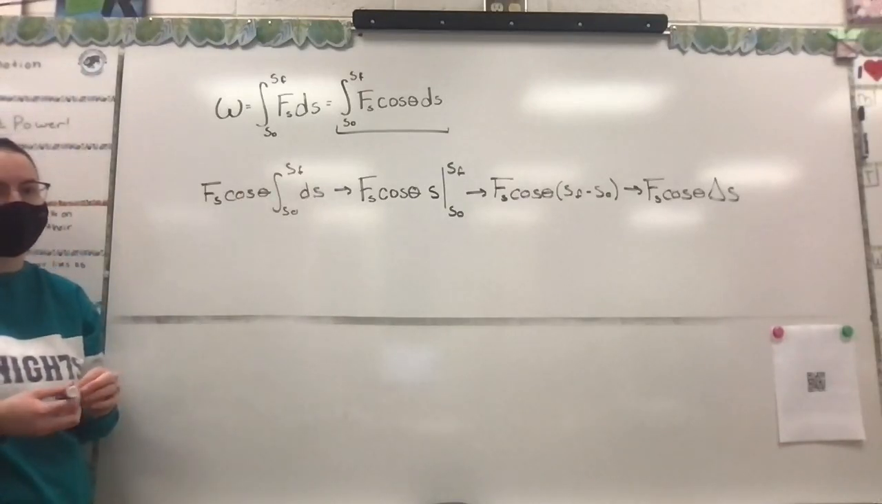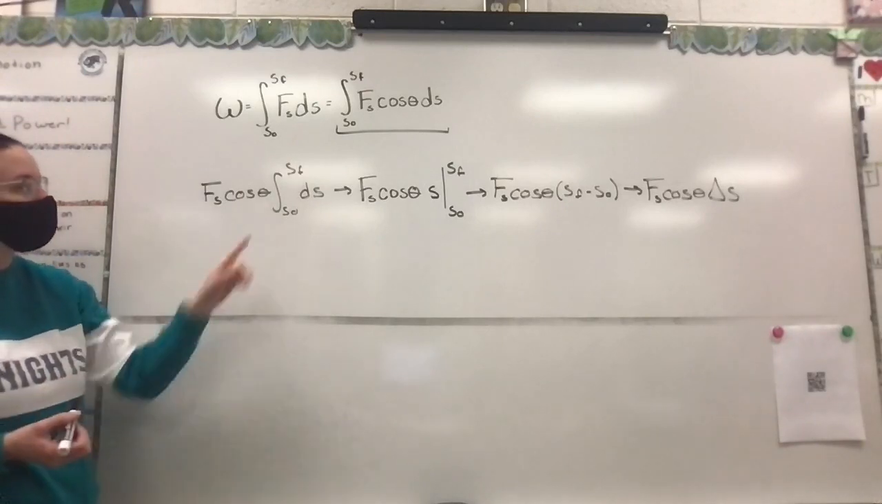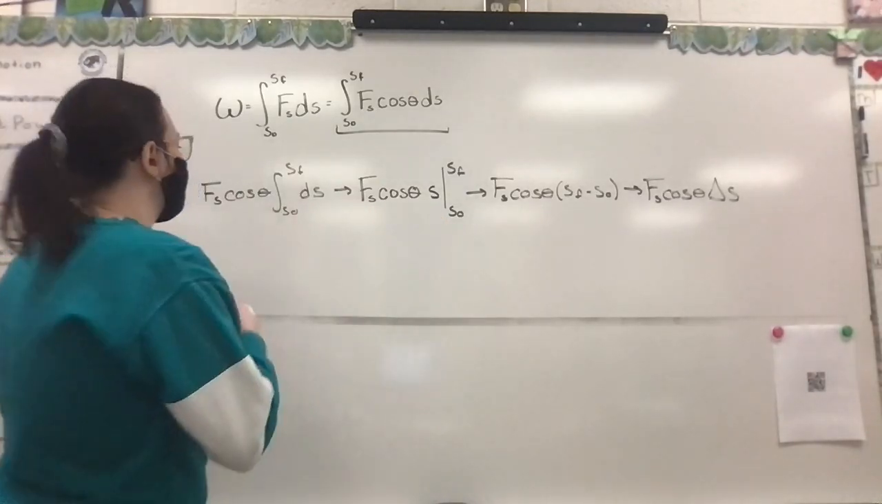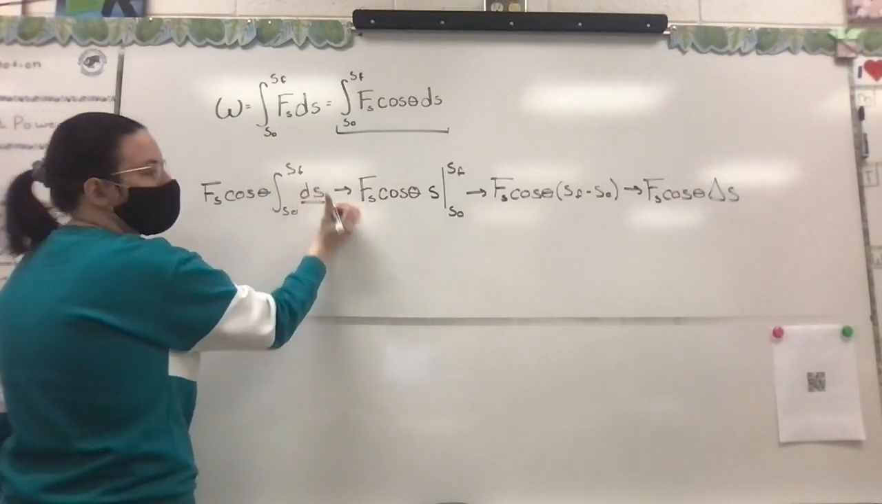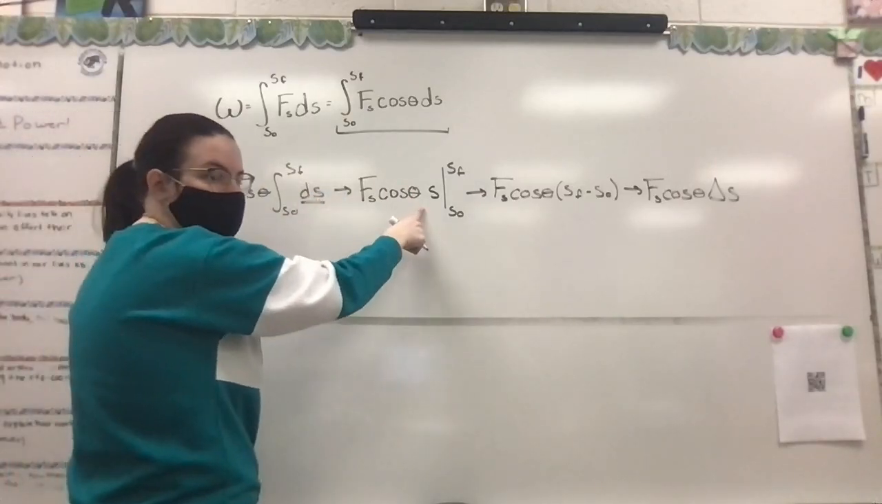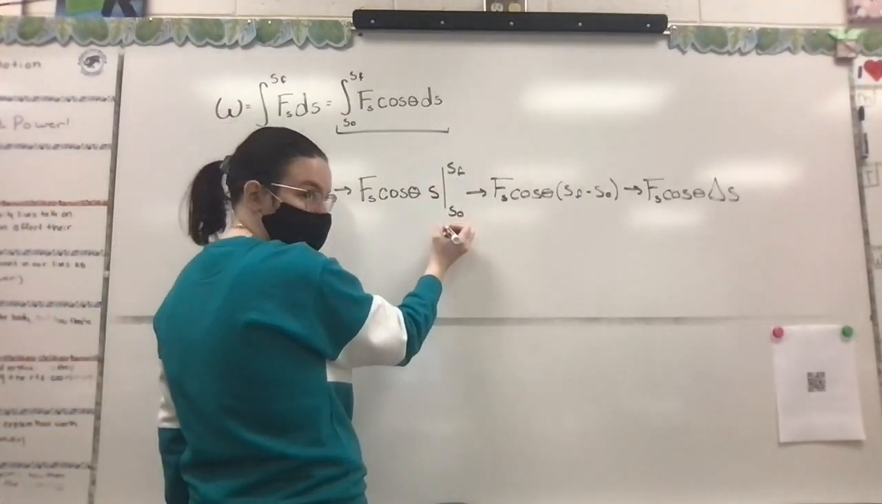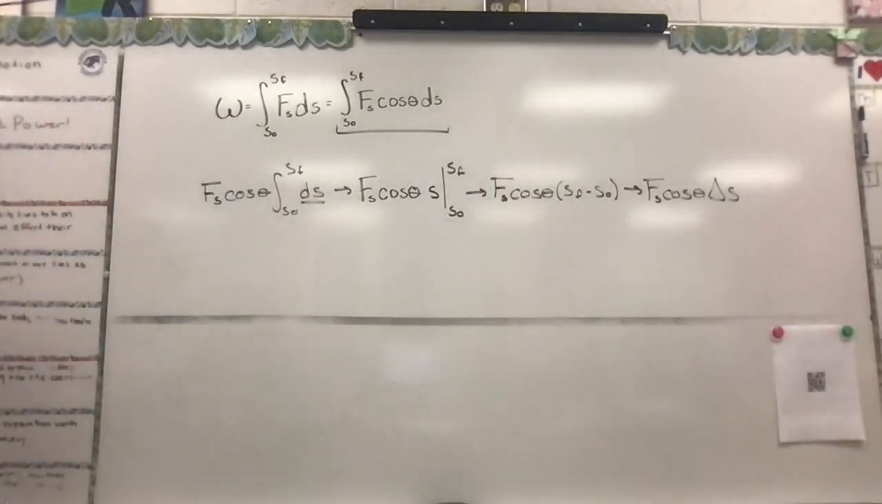Yes, sir? When you write out this equation, what's the difference between the squiggly line and the straight line? So between this and this? Okay. This is saying that you're still taking the integral of this. After you've taken the integral, this straight line means it's evaluated from the initial to the final.